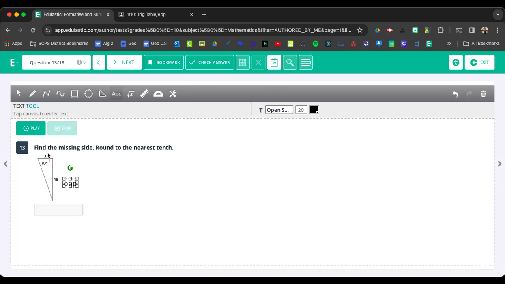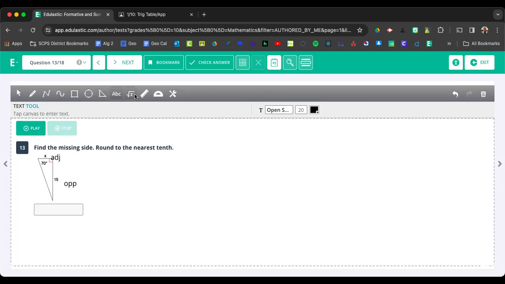And then if I'm going to label this side up here, I need to look at it and say, well, is it my hypotenuse? It's not. This is my hypotenuse. That's the one that's across from my right angle, but it is touching my 70-degree angle. So I'm going to write in adjacent. For this one, we are using opposite and adjacent. 15 is the opposite and x is the adjacent.